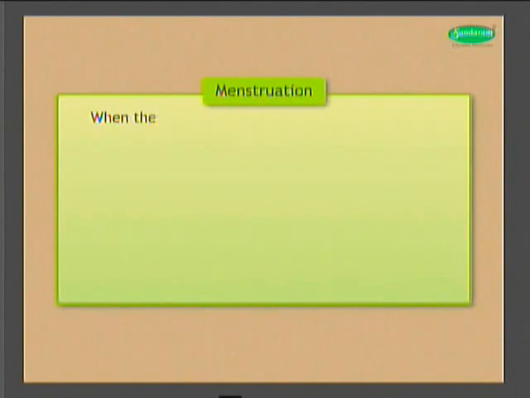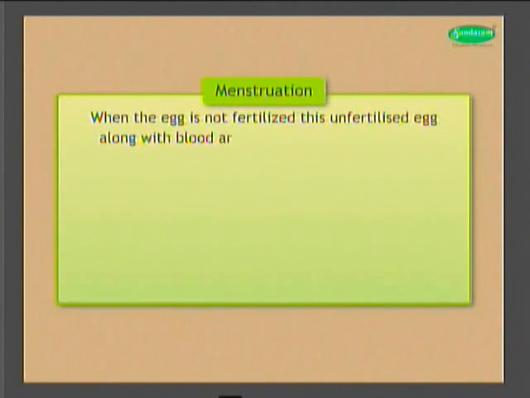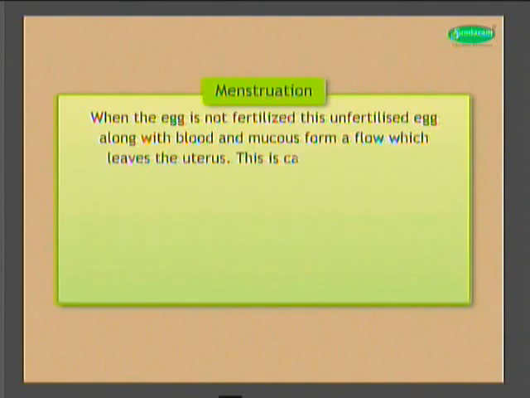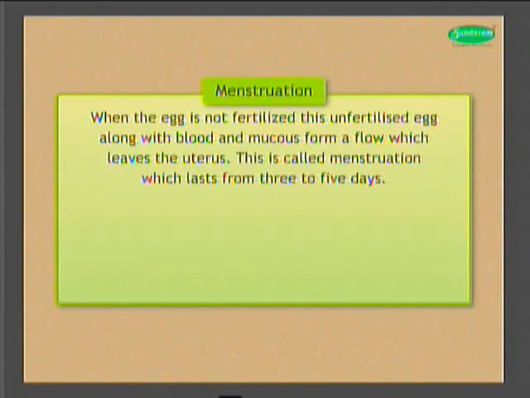Menstruation. When the egg is not fertilized, this unfertilized egg along with blood and mucus forms a flow which leaves the uterus. This is called menstruation, which lasts from 3 to 5 days.